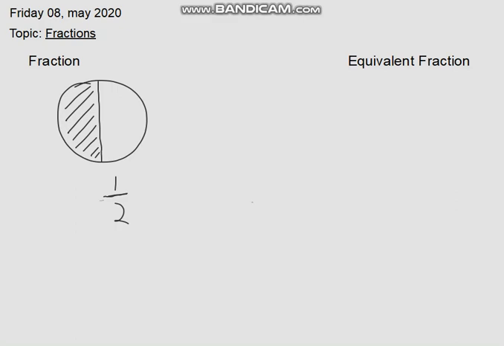Okay, next we have equivalent fractions. Equivalent fractions are different fractions that name the same number, like 1/2. The numerator and the denominator of a fraction must be multiplied by the same non-zero whole number in order to have an equivalent fraction, like 2/4, 3/6, 4/8. So these are equivalent fractions of 1/2.